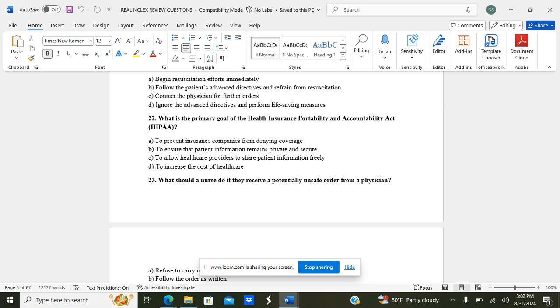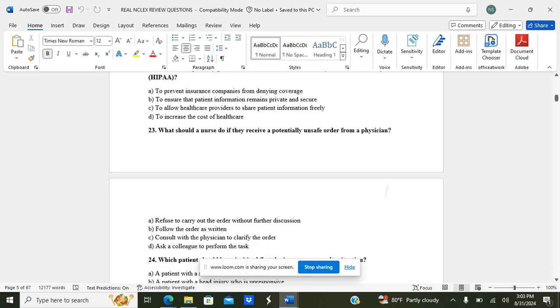C, to allow healthcare providers to share patient information freely. No, that's not the choice. D, to increase the cost of healthcare. No, no, no. The best choice for this question is to ensure that patient information remains private and secure. Perfect. Choice B is the best answer. Make sure you choose choice B.